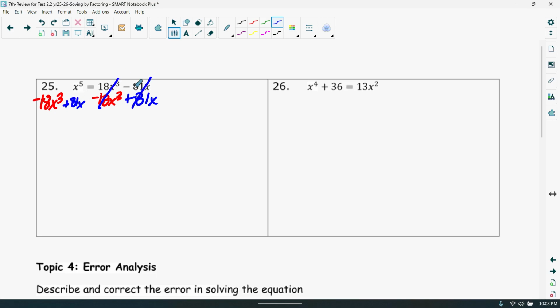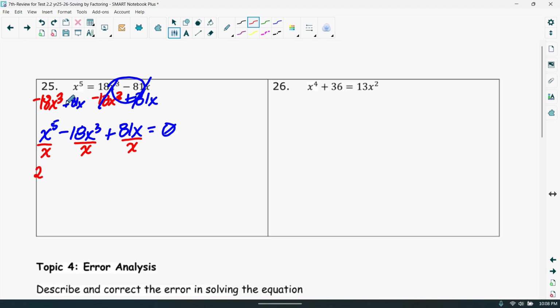So that's gone. We now have a 0 over here. So we're just going to put this in standard form. The x to the fifth is going to come first. The next highest exponent is this negative 18x to the third, so minus 18x to the third, then plus my 81x equals 0. Now we have a GCF here. Each term has an x in common.